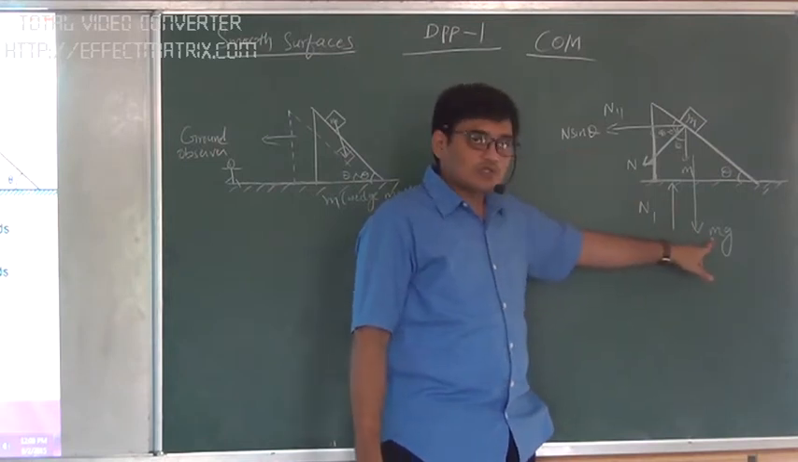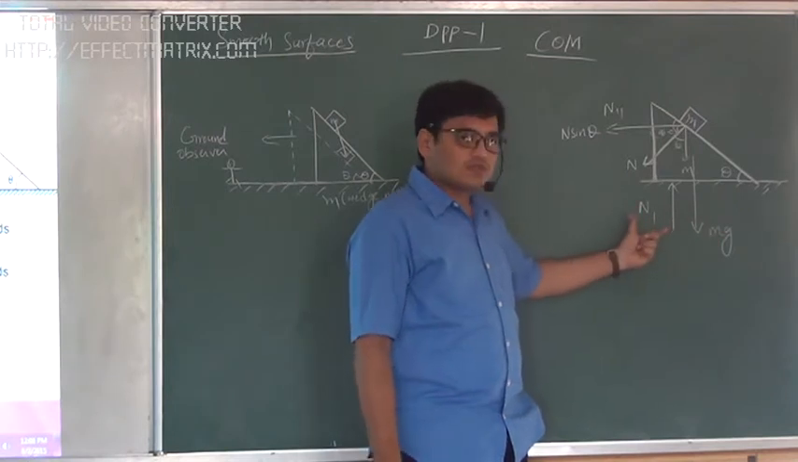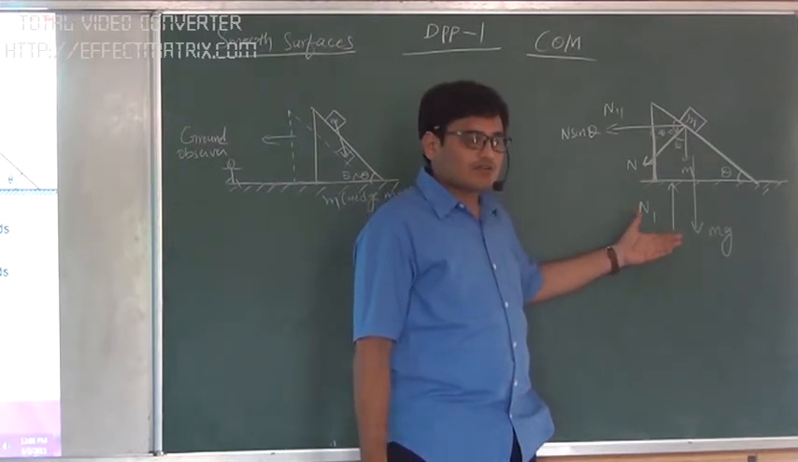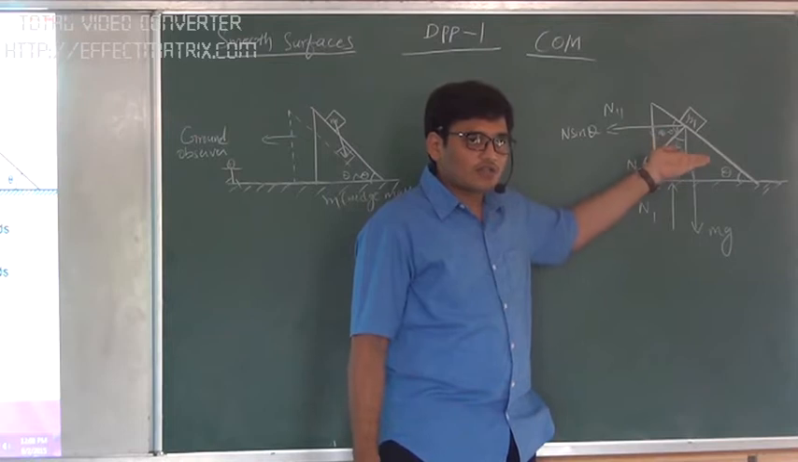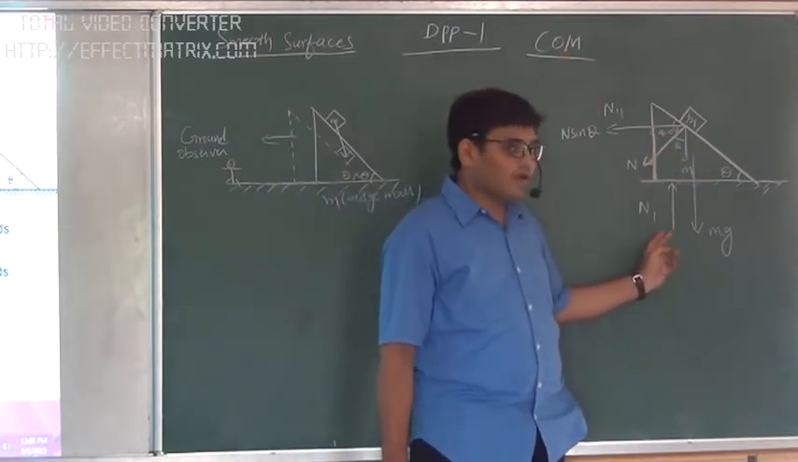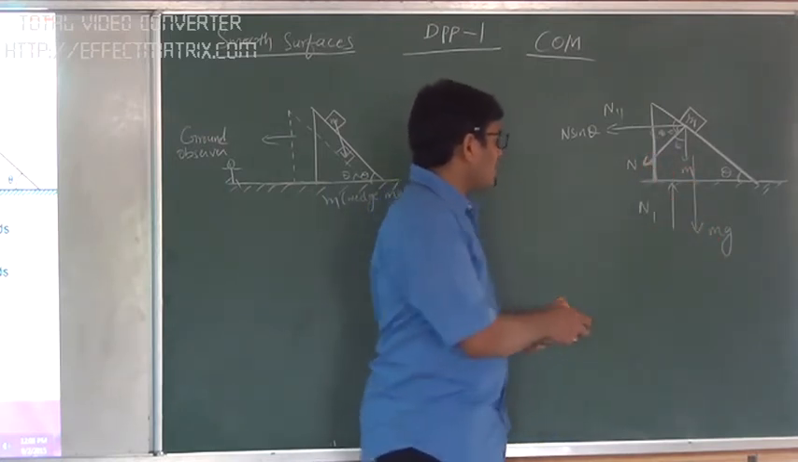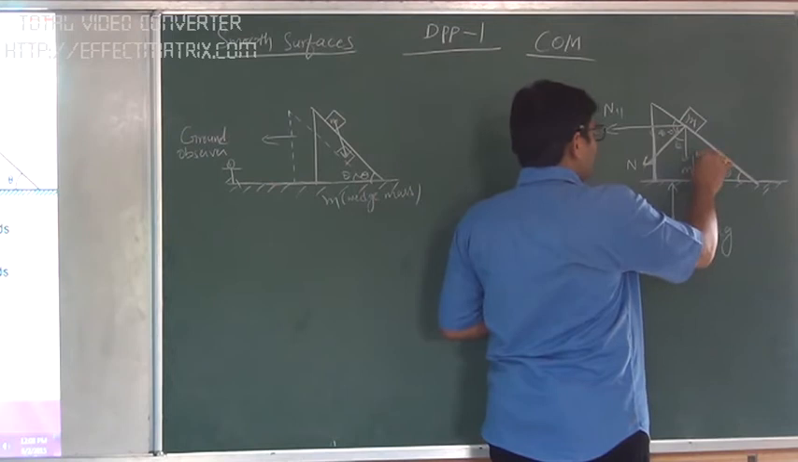So what is this gravitational force? Weight of the wedge. And what is this? N1, the contact force applied by the earth surface on the wedge. So on the wedge, vertically how many forces are acting? N1, Mg and N cos theta.